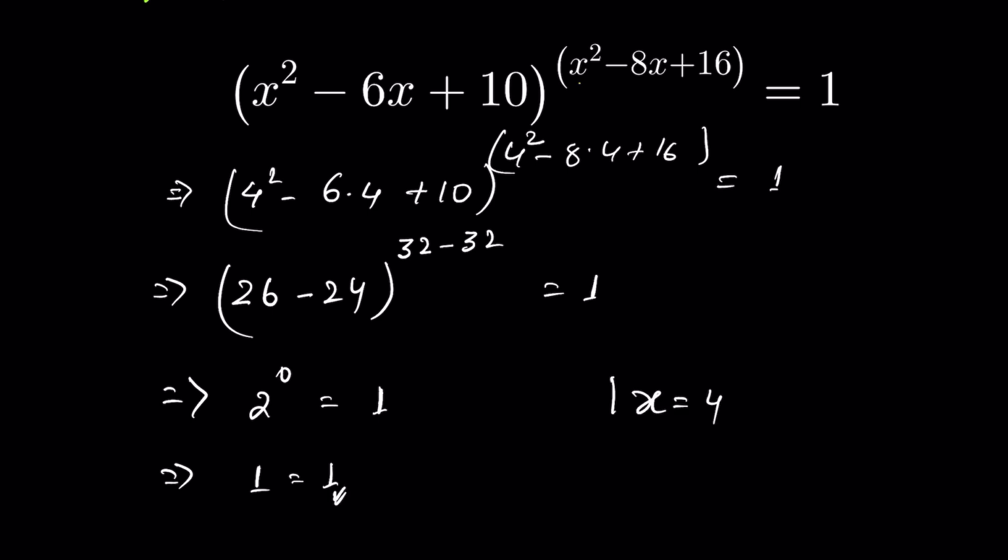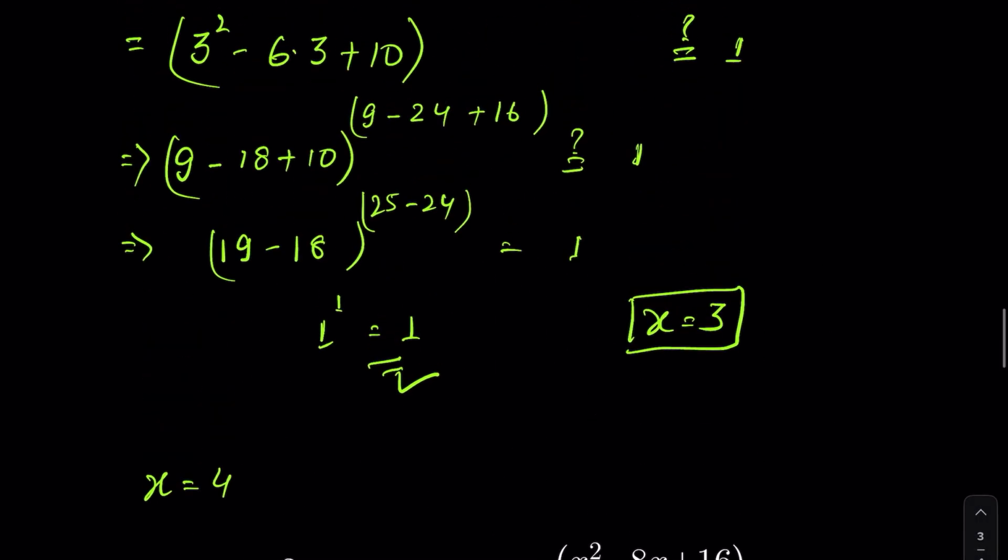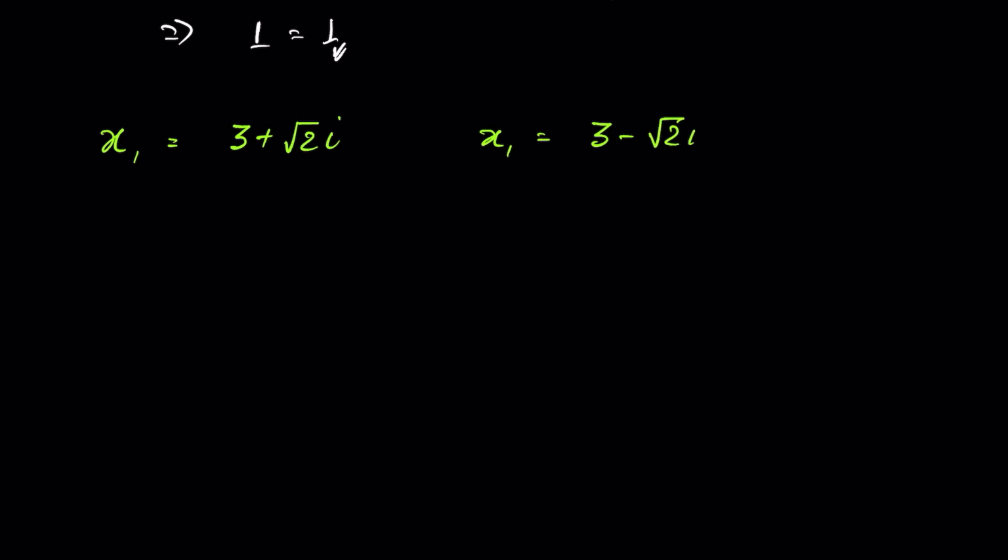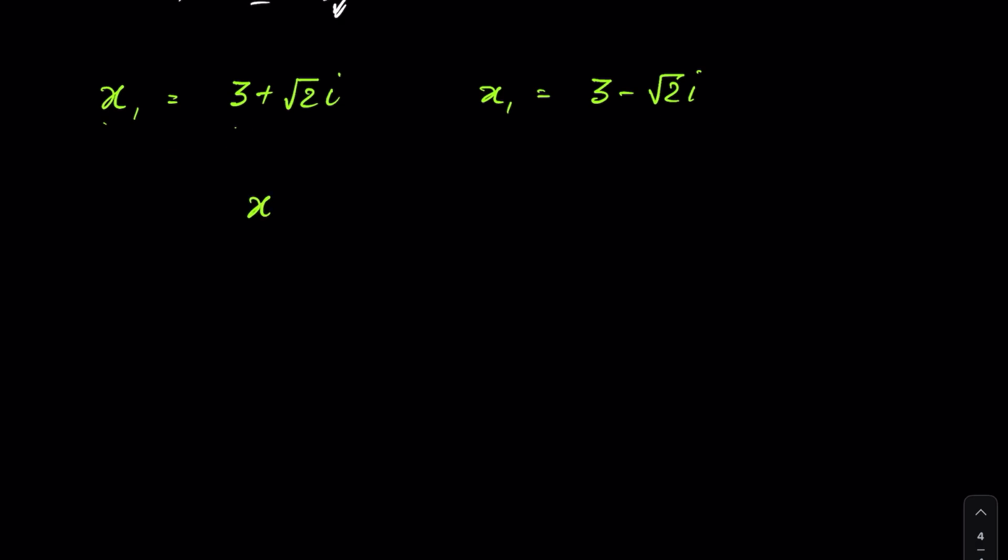x equals 4. Now the two complex solutions that we got: x equals 3 + √2 i and x equals 3 − √2 i. When we plug these values in x² − 8x + 16, this should give us an even value, because we considered the case as −1 to the power of 2n.